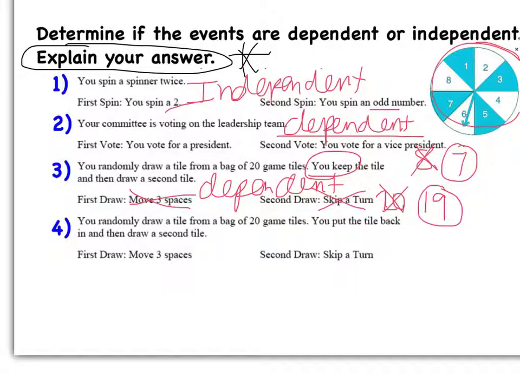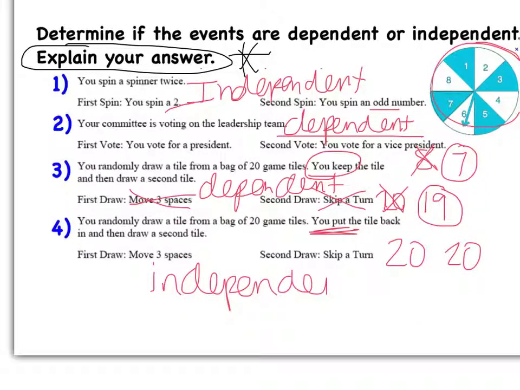Number 4, it says you randomly draw a tile from a bag of 20 game tiles. You put back the tile. You put the tile back in, and then draw a second. Because we had 20 and we drew 1, put it back, the second time we still have 20. That tells me it's independent.